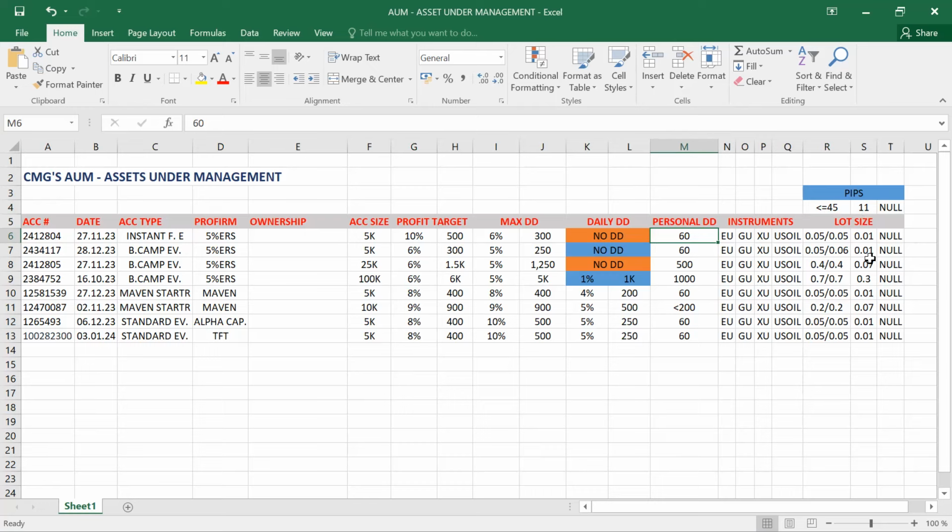When I move to gold, the lot size differs because gold is very volatile, very strong, very big. On a 5K account, my lot size is always the minimum. 0.01 is the minimum lot size in this profession. So for gold on a 5K account, I go 0.01. I don't go more than that. If the account is bigger, let's say 25K, then 0.07.